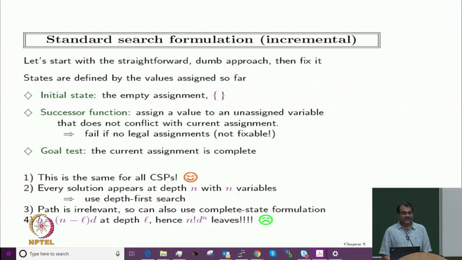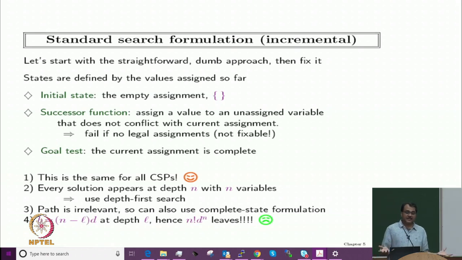How many total assignments in my problem? D to the power N. What is going on? Let us take a second and think about it. Something is going on, we are not doing something right. So, first let me just revise what we discussed. Let us start with a straightforward dumb approach. We'll then fix it, of course.